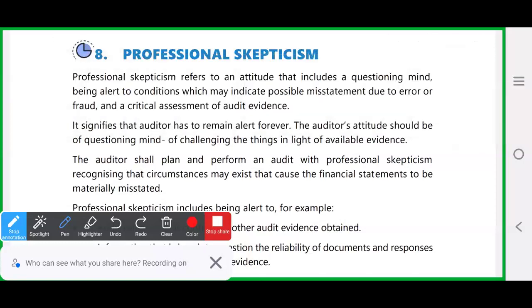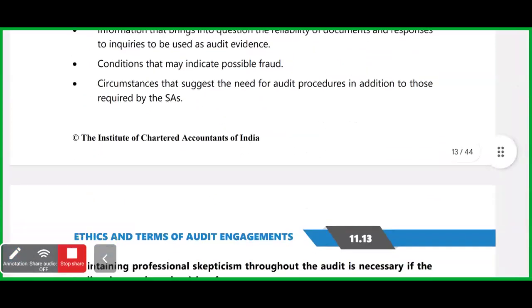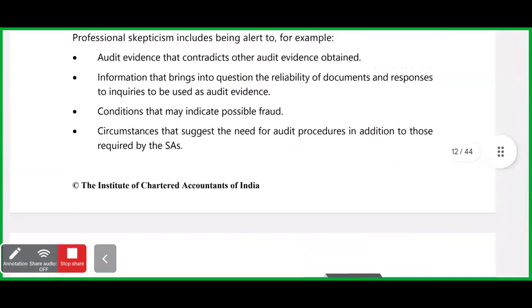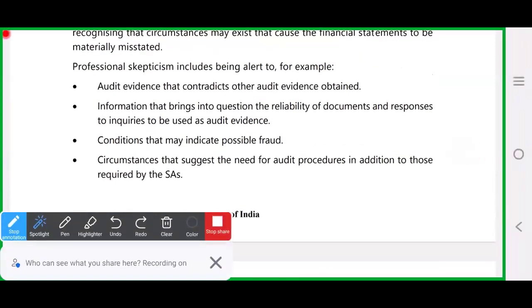This is where professional skepticism comes into the picture. The auditor has to remain alert forever. It is the auditor's attitude which should be of a questioning mind. The auditor shall plan and perform the audit with professional skepticism. Examples are given here: audit evidence that contradicts other audit evidence obtained. This comes under professional skepticism.